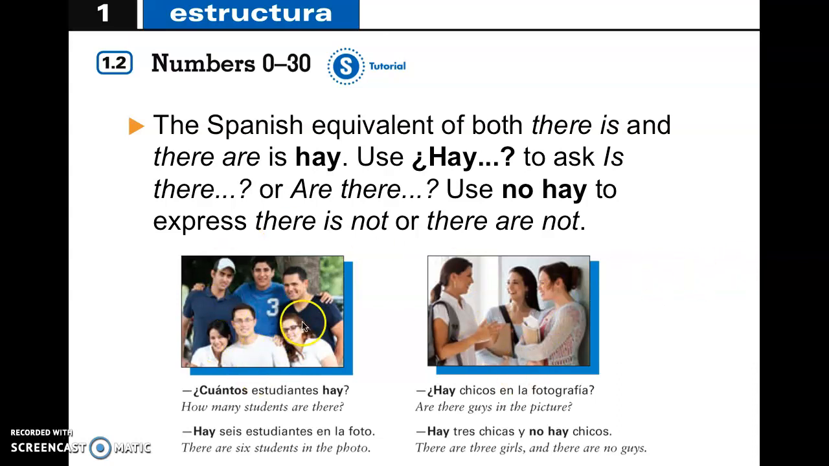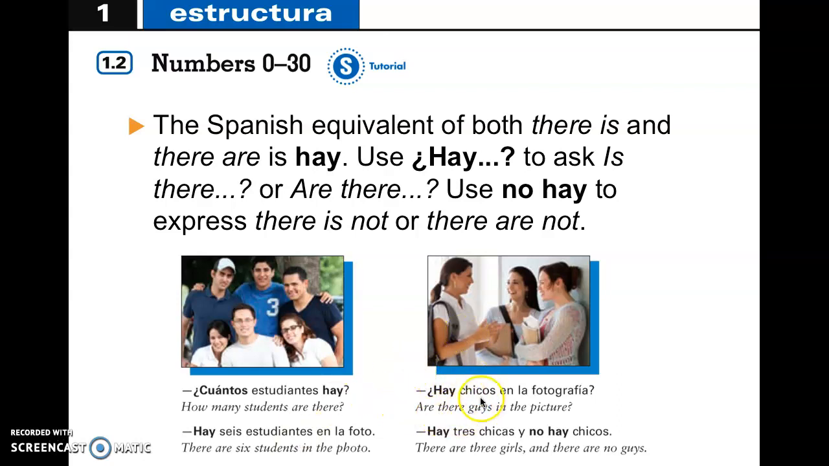So if you look at this picture over here, ¿cuántos estudiantes hay? We just talked about this, right? So this is a question. How many students are there? ¿Cuántos estudiantes hay? And you pick up this hay over here and you use it again in the answer. There are. Hay 6 estudiantes en la foto. Okay, so hay does double duty. It is part of the question. How many are there? Or yes, are there? And then the response as well. There are. Right? You don't think about it in English, you do the same thing.